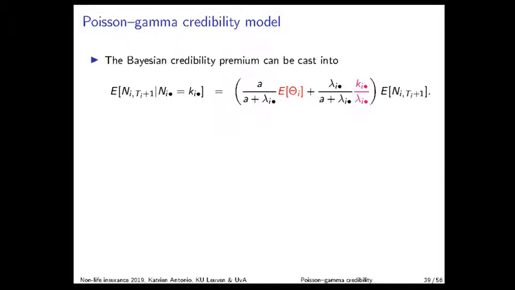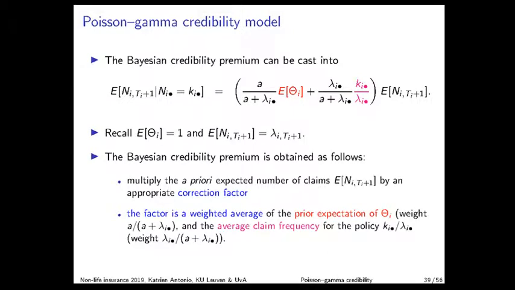And that's exactly the kind of reasoning we try to find here. Rewriting this expression for the credibility premium, we retrieve the a priori premium, that is the expected value of N_{i,t_i+1}, multiplied with an appropriate correction factor. And this factor is a weighted average of the prior expectation of the random risk variable theta and the average claim frequency reported by contract i. The latter is the ratio between K_i bullet and lambda_i bullet.